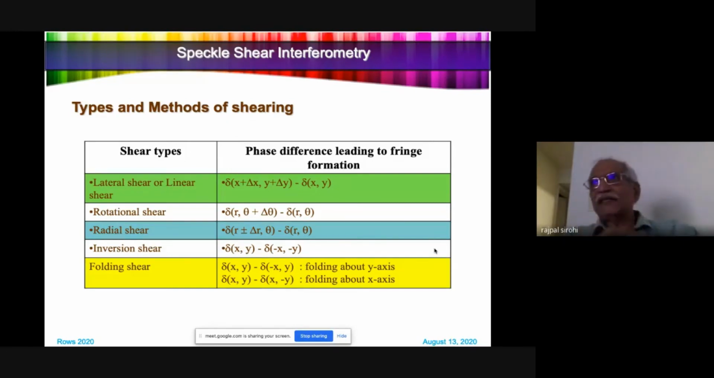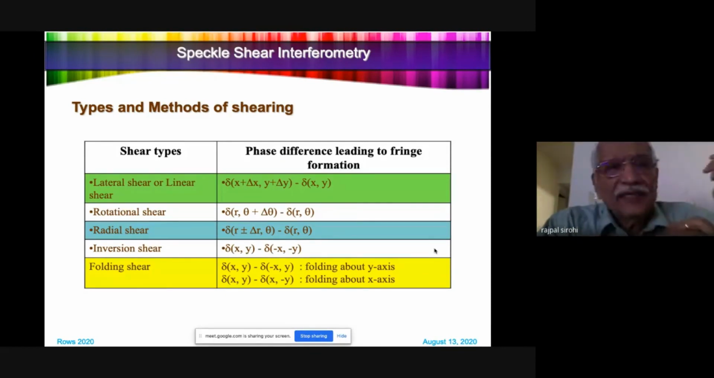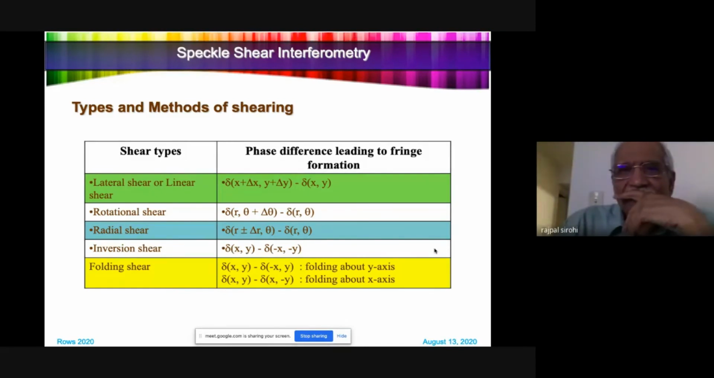Radial shear, where you have 2 images of different sizes but centered. Inversion shear, where one is inverted with respect to the other, and the folding, where it is folded about either x-axis or y-axis, and depending on that, you get different kinds of fringe patterns.